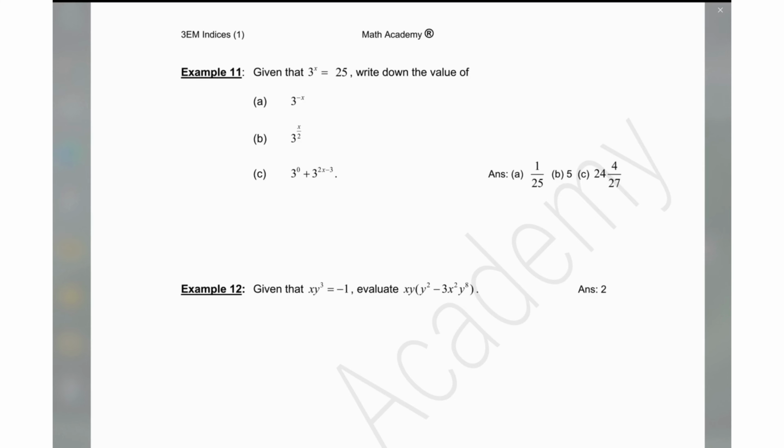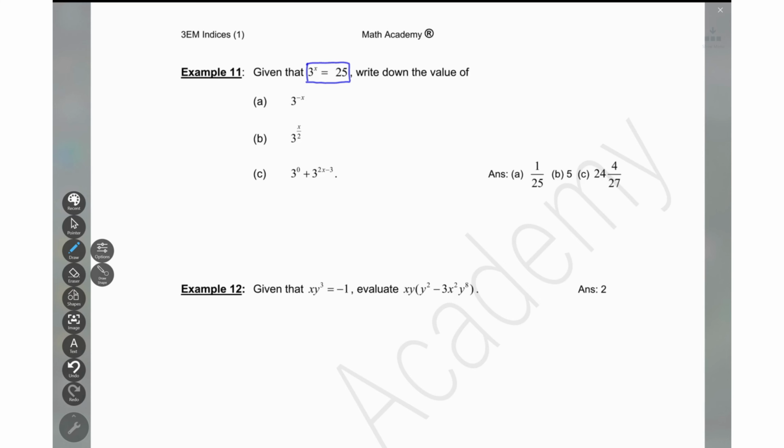This section, we're going to look at substitution kind of questions. Example 11. Given that 3 to the power x is equal to 25, you're asked to write down the value of the following parts. Okay, so we see that the substitution is this 3 to the power x equals 25. So we're going to make each of the parts look like 3 to the power x so that we can use the value of 25.